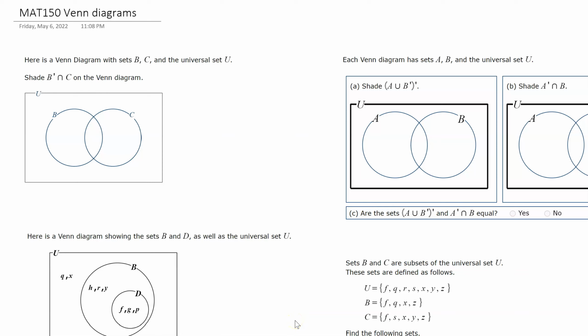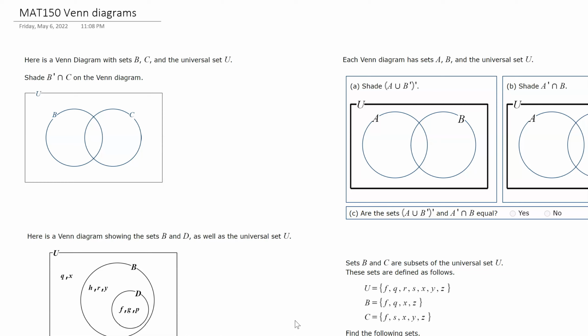Okay, so we're gonna do just a couple Venn diagram problems because there seemed to be a lot of confusion on the homework. So even though this is from week 2, it's still important for your test. So let's talk about Venn diagrams.